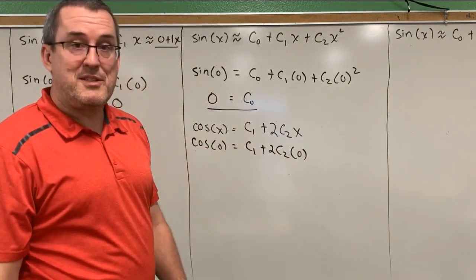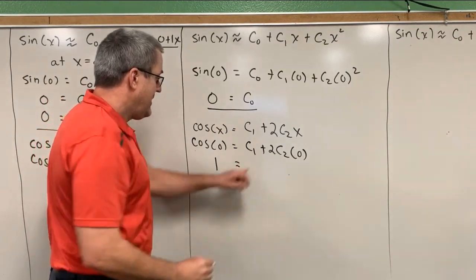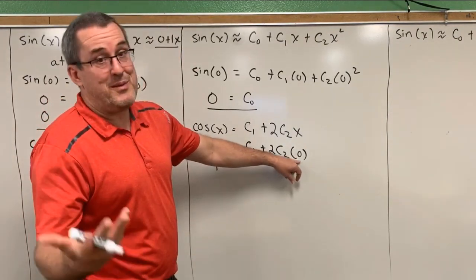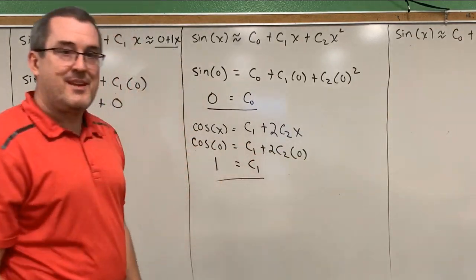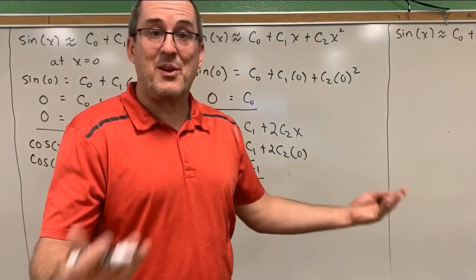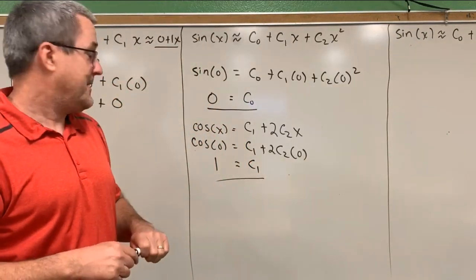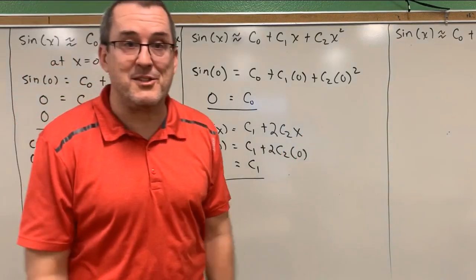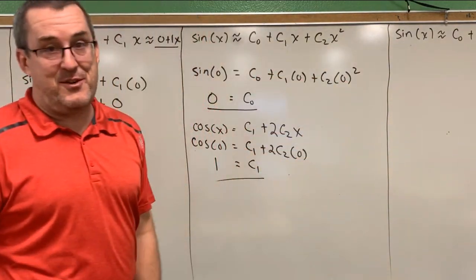So we'll allow x to be 0 in each case. The cosine of 0 is 1. 2c2 times 0 will be 0. And so again, we'll be left with c1 equals 1. Another pattern. As we go through this process, we're always going to find out that c1 will equal 1. Well, what about c2? c sub 2 is the coefficient on that quadratic term.